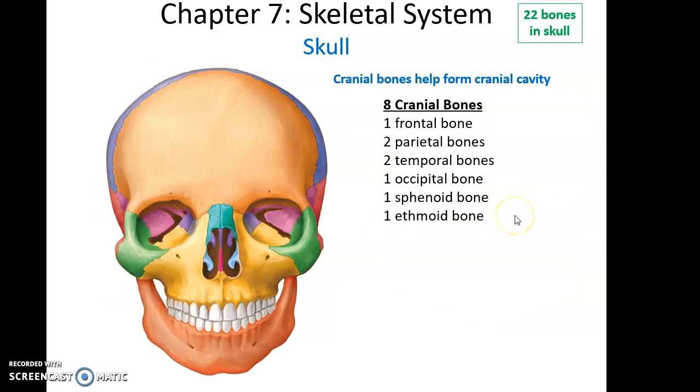All right, the skull is made up of 22 bones. Surprise, the skull is made up of 22 bones. 8 of those bones are known as the cranial bones. The cranial bones form the cranial cavity. They're the bones needed to form the cranial cavity. It includes the frontal bone, 2 parietal bones, 2 temporal bones, occipital bone, sphenoid bone, and ethmoid bone, and we're going to talk about all of them.